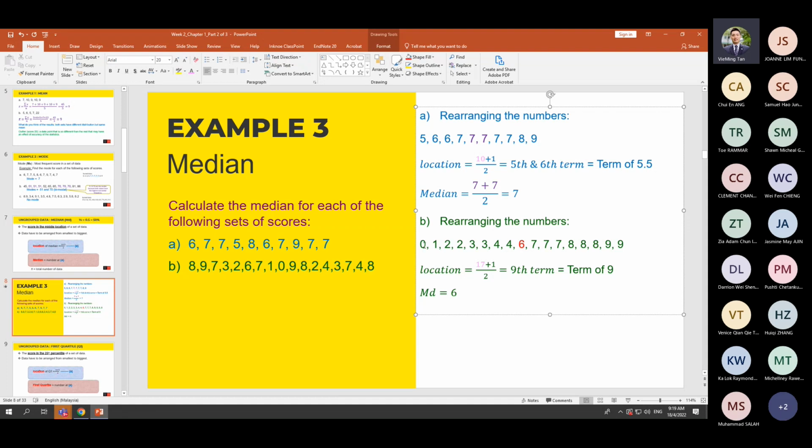Okay, location of 9. So we count. So this is the first term. This is term 1, term 2, term 3, 4, term 5, term 6, term 7, term 8. Then term 9 is this number. So that means median is equal to 6. Okay, 6 is the middle value in the data set. So I put here median. Okay, quite simple. So far so good.